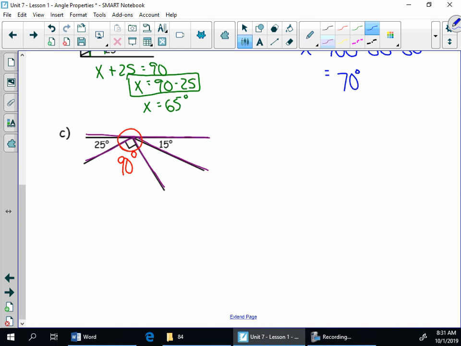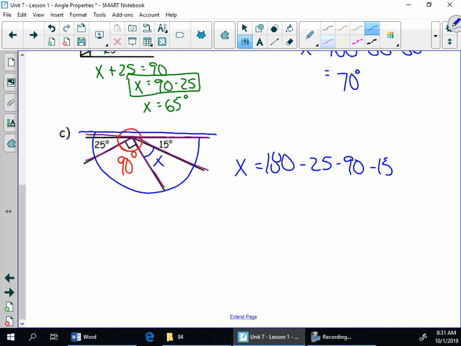So what am I missing? Really only this little bit. How could I figure that out? Well, if I know the whole thing is a straight line, I know it has to be 180. So I can take 180 and subtract the 25, the 90, and the 15. And if I do that, we should end up with 50 degrees.